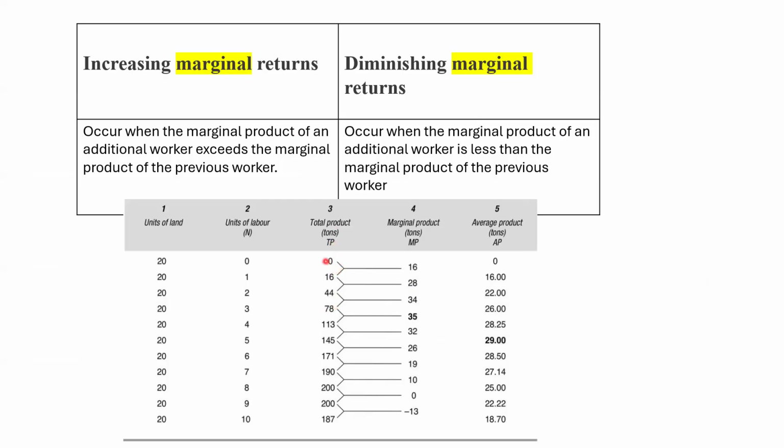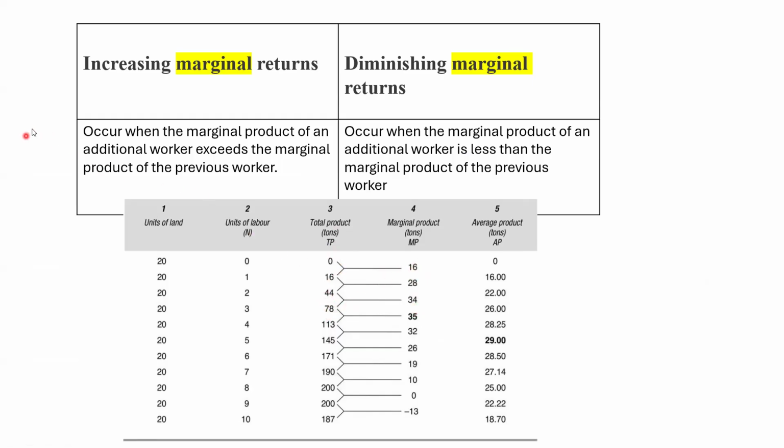And also the extra units, right, is also increasing. The marginal product is also increasing. The extra units from employing the additional worker is also increasing, from 16 to 28 to 36 to 30, to 34 to 35, right? So the total product is increasing at an increasing rate.